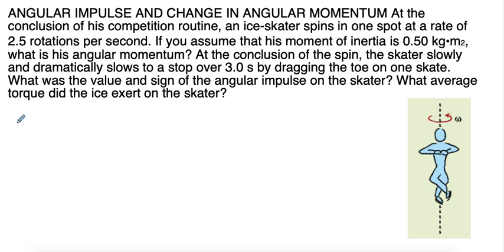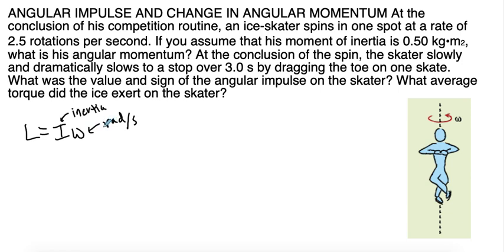So angular momentum, that is given by L, and that is going to be equal to the moment of inertia times the angular velocity of the object. So we have to figure out or know what the inertia is of the object, which we could figure out, or it might be given. And then we're going to have to figure out what the rotational velocity would be in radians per second. So that would be our angular velocity.